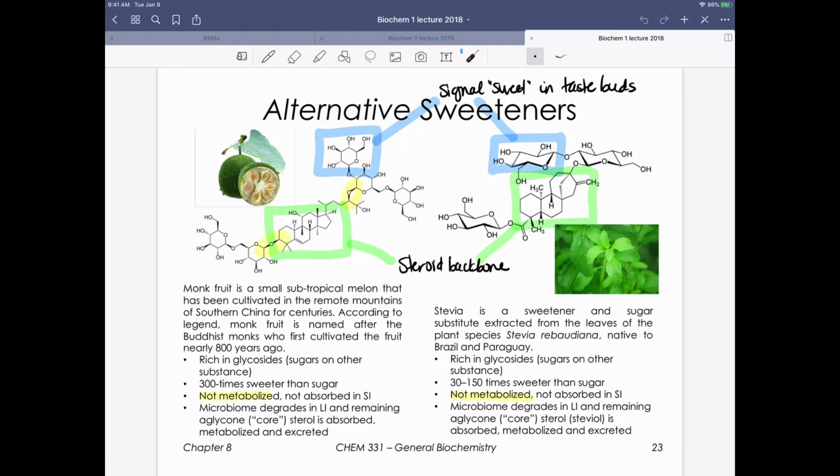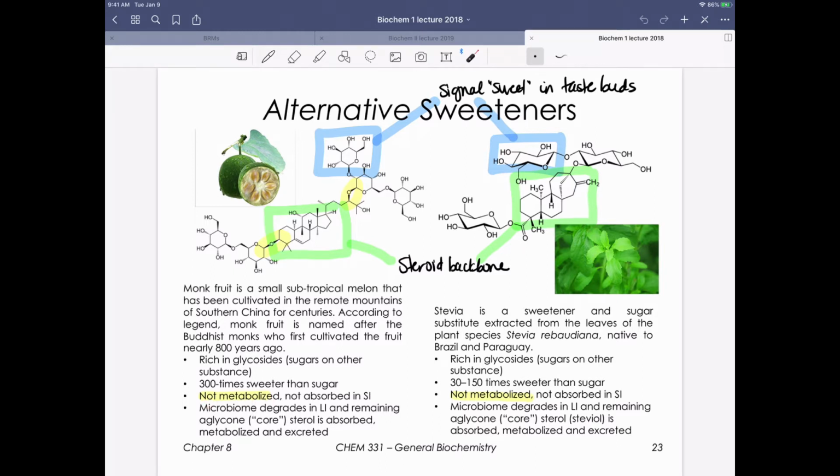So again, monk fruit is this subtropical melon cultivated in remote mountains of southern China for centuries. So again, there's a lot of history with this. It's very rich in what we call glycosides, which is basically sugars on another substance. So we can see here that we've got a steroid backbone, that we basically use that hydroxyl group on a steroid backbone, and we're going to decorate with sugars. And so we've decorated with a bunch of these sugars that we have here. We've got sugars that are sticking out here, and those are what we can use to signal sweet on the taste buds. So 300 times more sweet than sugar.